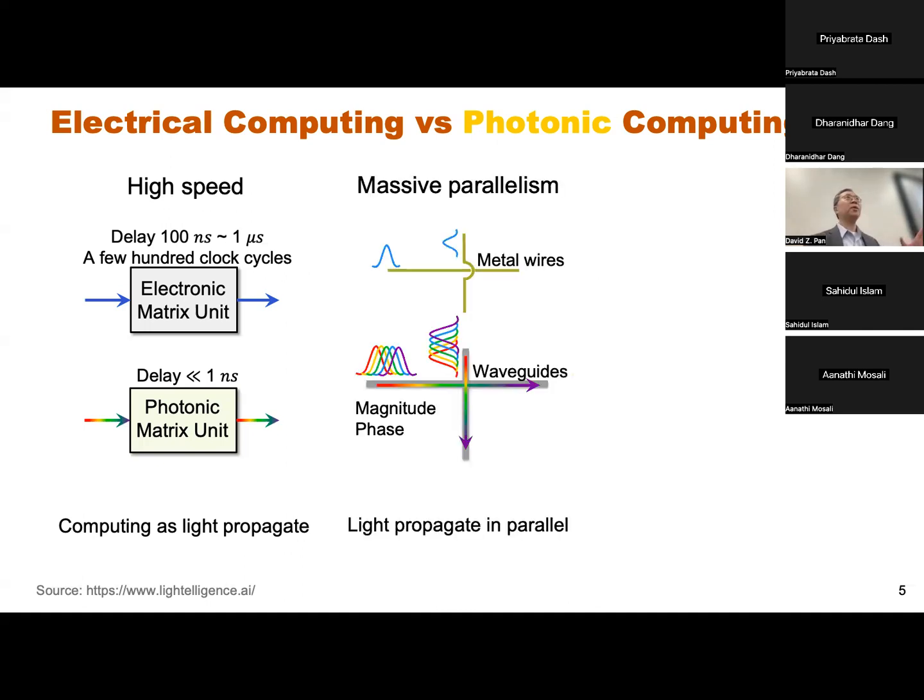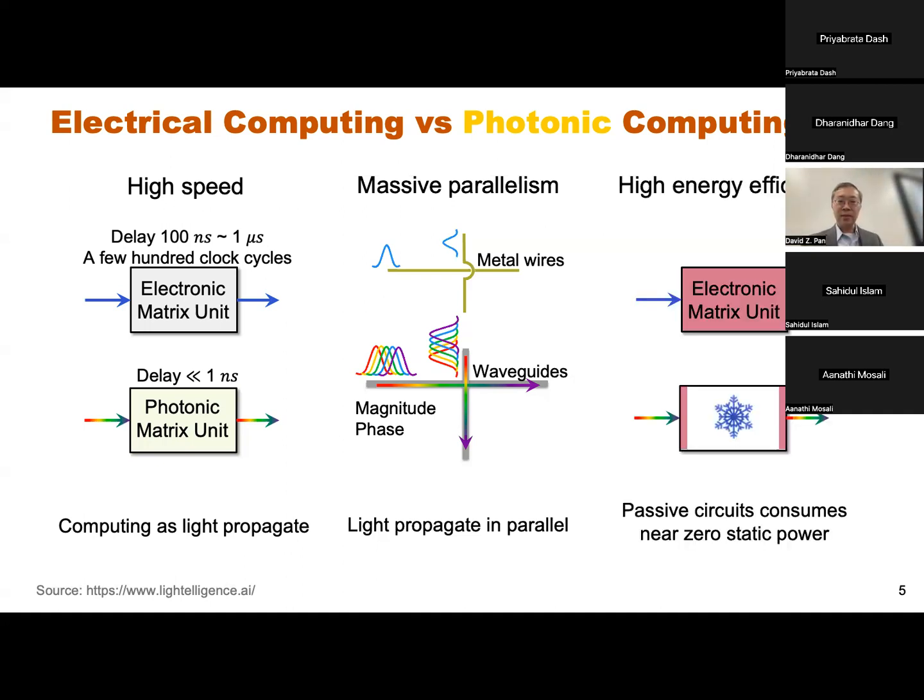And optics also provides massive parallelism if you use different wavelengths, since they don't interfere with each other. That's kind of nice. In electronics, if you have two wires crossing each other, you say, hey, short circuit. But with optics, no problem. All the different wavelengths can coexist, so one physical waveguide can transmit many signals. That's another very nice thing.